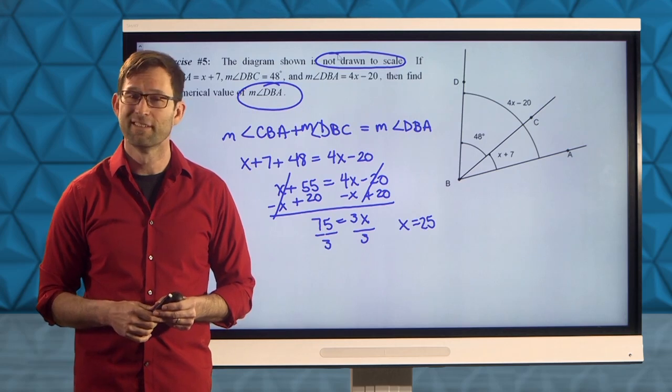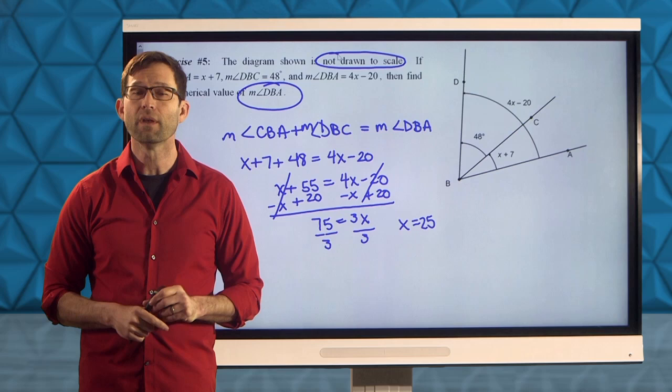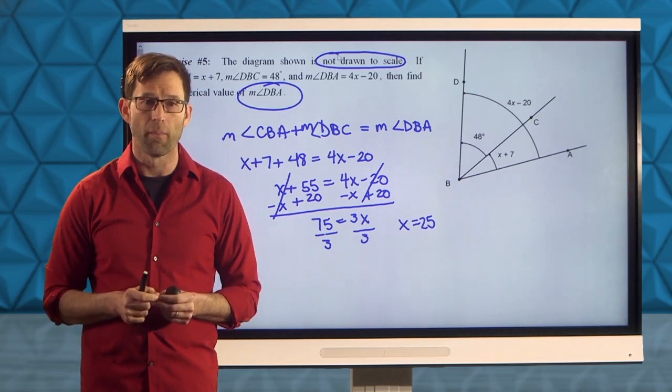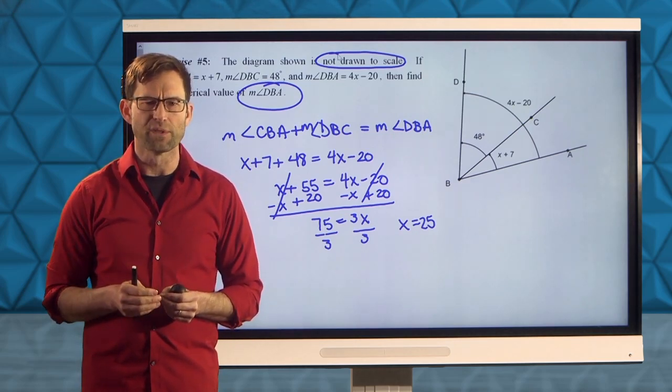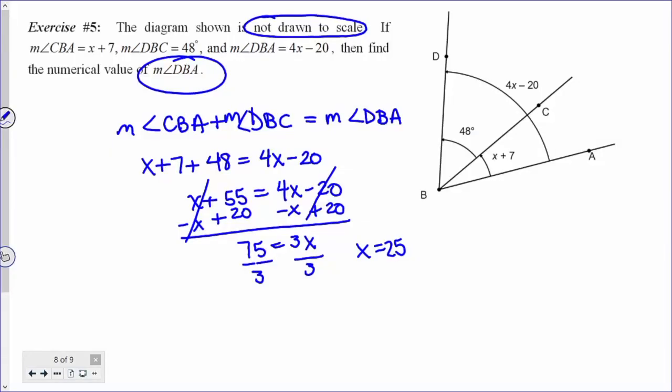All right, 2 important lessons here. Important lesson number 1, everybody makes mistakes. Important lesson number 2, though, is make sure you finish the problem. It's very satisfying when we solve an equation and we get the value of x, but in this problem, they didn't say what is the value of x. They wanted the numerical value of the measure of DBA. Well, that's easy enough because the measure of DBA is going to be 4x minus 20.